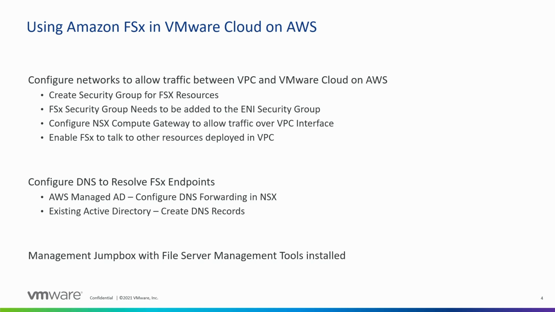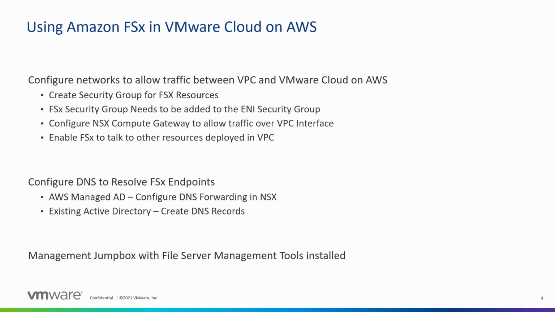So we need to establish a security group for our FSx resources that we're going to deploy. That includes the ports and the IP ranges that are allowed to talk to them. We'll also need to add that security group to the security group that is on the ENI that connects our VPC to the SDDC. On our SDDC side, we do need to configure the NSX compute gateway to allow traffic over the VPC interface, and we need to allow that to go both directions.